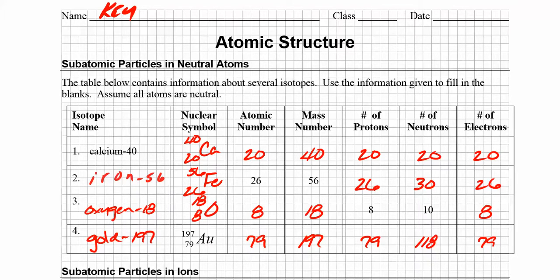I do want to welcome you to this worksheet. This is atomic structure, subatomic particles in neutral atoms. So we'll begin with neutral atoms, and we're going to take a look at a number of isotopes. The first one we'll start with is calcium-40.